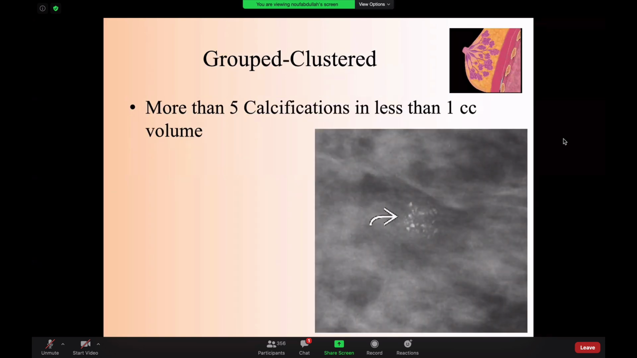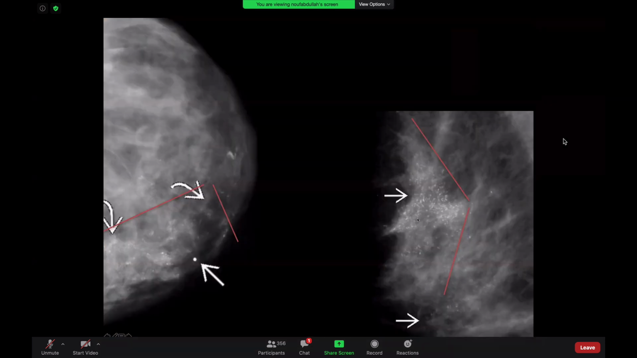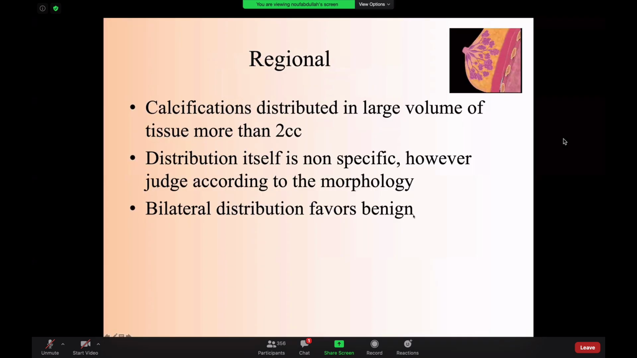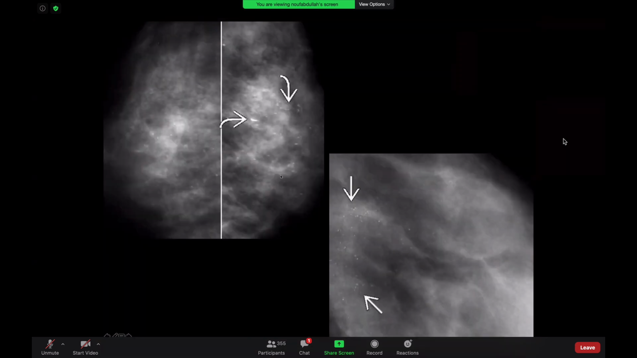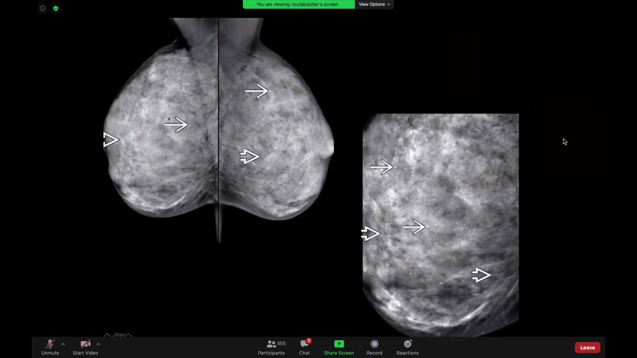Okay. So what's the description of grouped microcalcification? When I say grouped, it means that I have more than 5 microcalcifications within a 2 cc volume of the breast. So this is suspicious. Segmental, when you have microcalcifications with a triangular appearance pointing toward the nipple, this is very suspicious. Another segmental distribution with pleomorphic appearance, very suspicious. Regional, when you have more than 2 cc volume, but it's not involving the whole breast. Diffuse scattered, when you see it involving all the breast, this is a very benign appearance. Bilateral, I'm not worried about it.